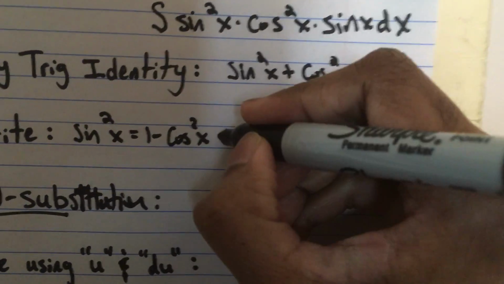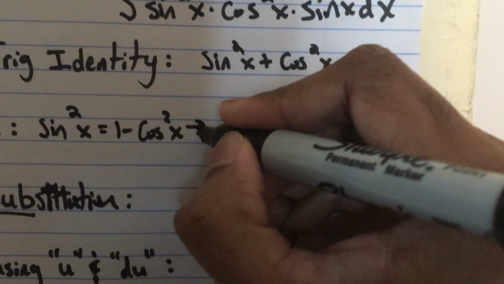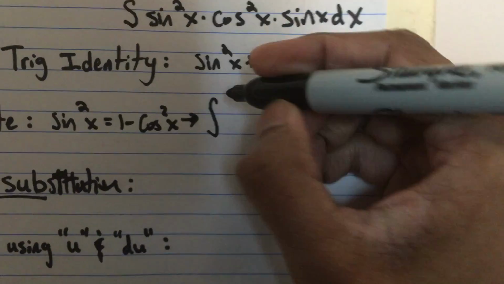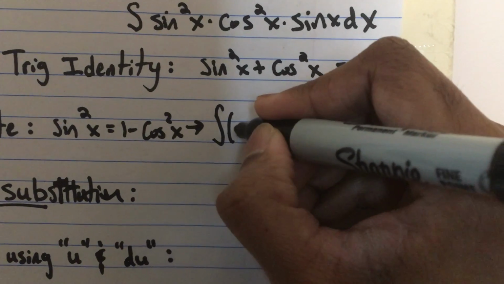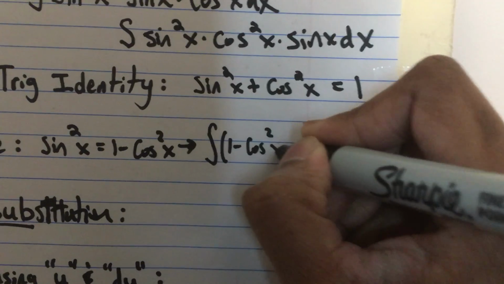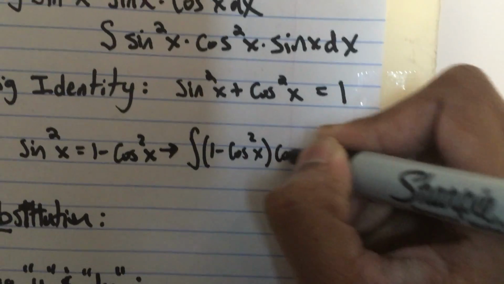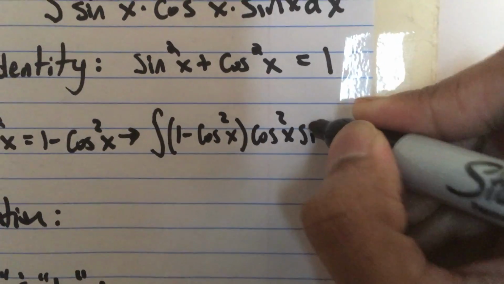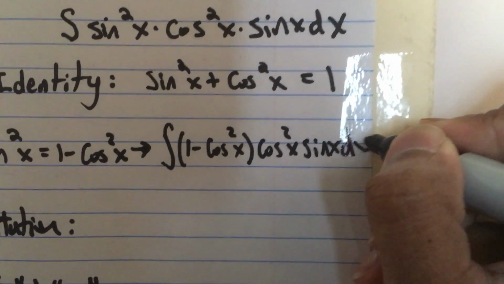So that means our integral is going to be 1 minus cosine squared x times cosine squared x sine x dx.